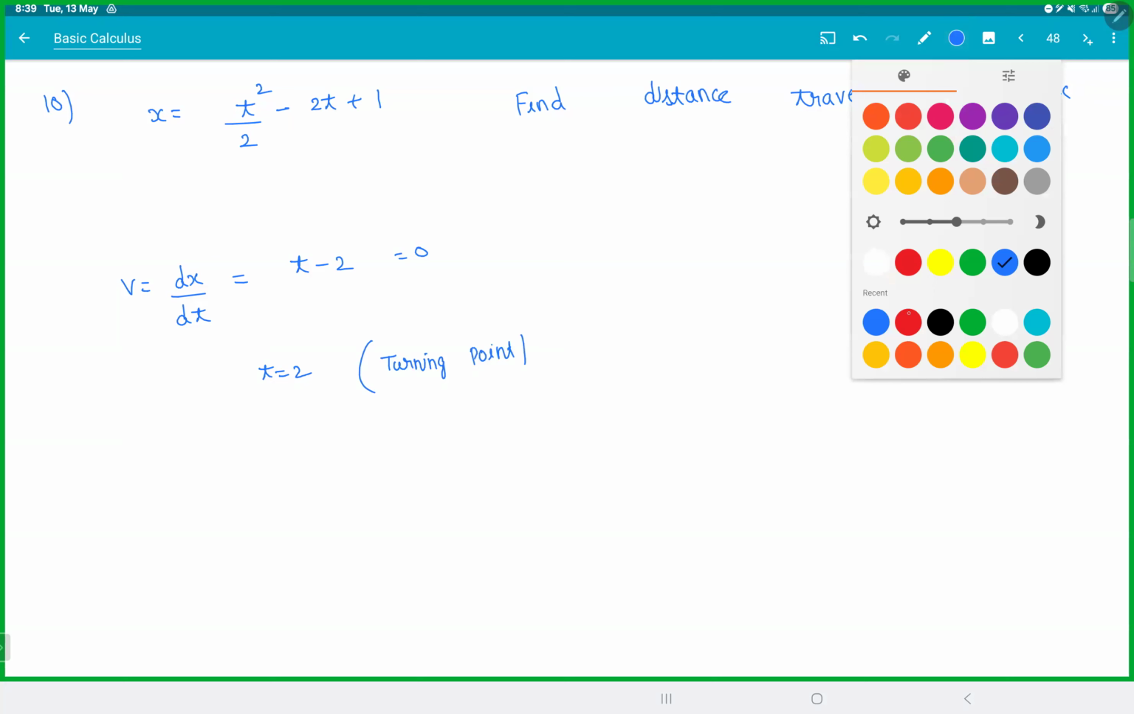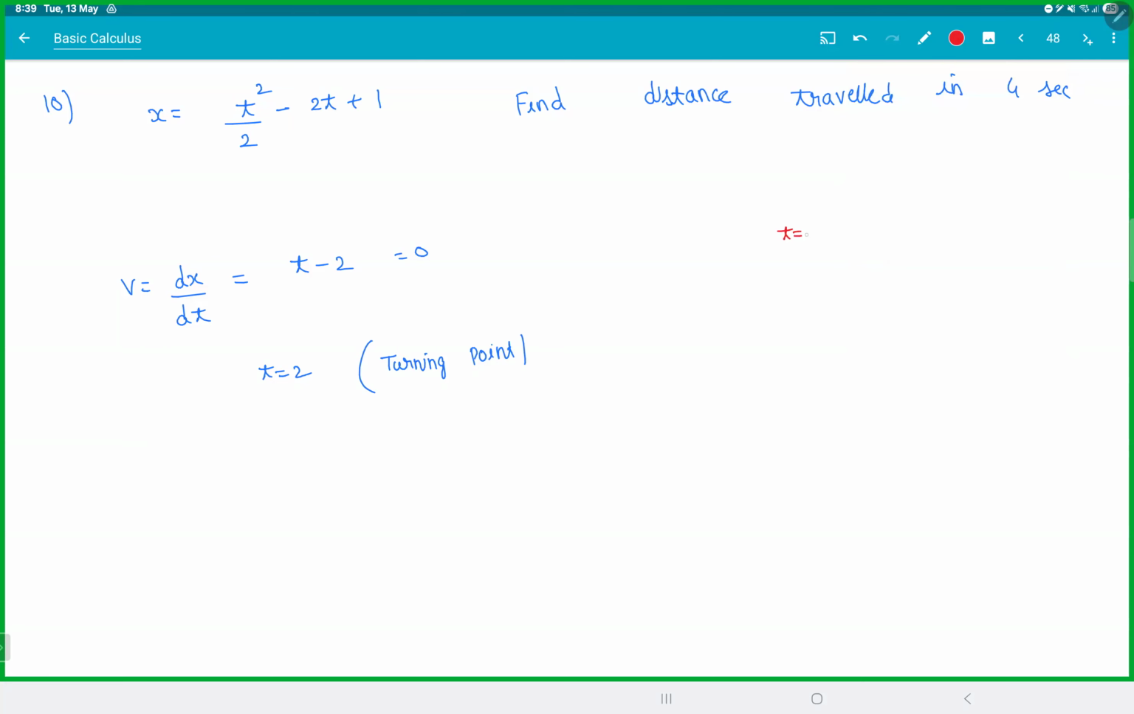Then what to do? You have to draw the distances. At t equal to 0, where are you? At t equal to 0, you are at x equal to 1. Then at t equal to 2, where are you? That will be 2 square by 2, that is 2, minus 4 plus 1, so you're at minus 1. So actually this person is going backward. At t equal to 2 seconds, this person is at x equal to minus 1, and then he took a turn. And at t equal to 4, where are you? That is 4 square by 2, 8, minus 8 plus 1.